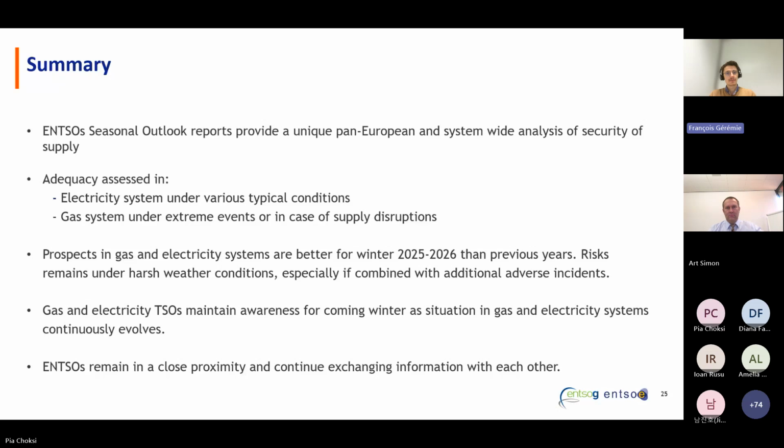Prospects in the gas and electricity systems are better for winter 2025-2026 than in previous years. Risks, though, remain under harsh weather conditions, especially if combined with additional adverse incidents. Gas and electricity TSOs maintain awareness, of course, for the coming winter as the situation in gas and electricity systems continuously evolves. Finally, both ENTSO-E and ENTSO-G remain in close contact, and we continue exchanging information with each other. Next slide, please. Final one.